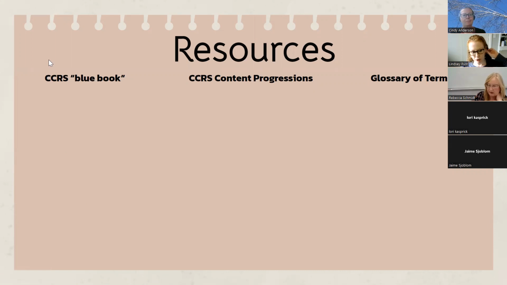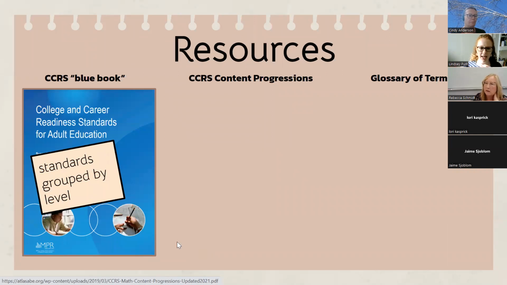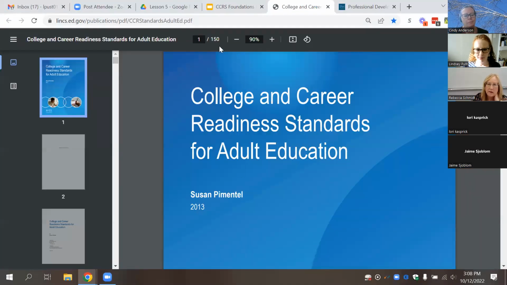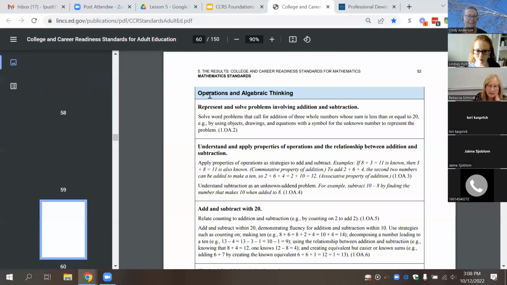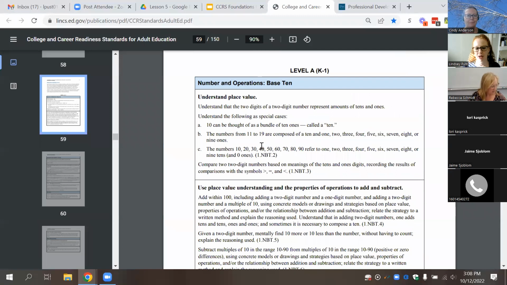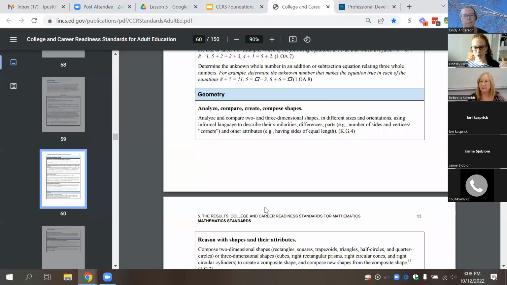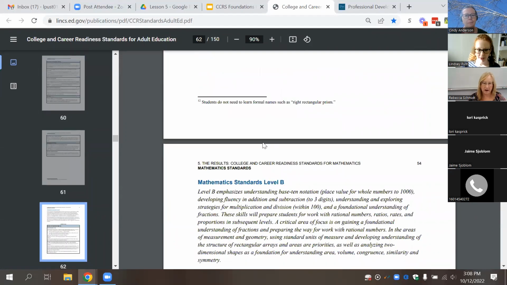So the CCRS Blue Book, this one, I like to just point out the difference between the CCRS Blue Book and the content progressions document. So the Blue Book is grouped by level, and says my internet connection's unstable. Hopefully it changes. Okay, so grouped by level. So if we see this example, like all the level A standards and then the domains are listed here for level A. And so each domain is listed under level A before we get to level B, etc.